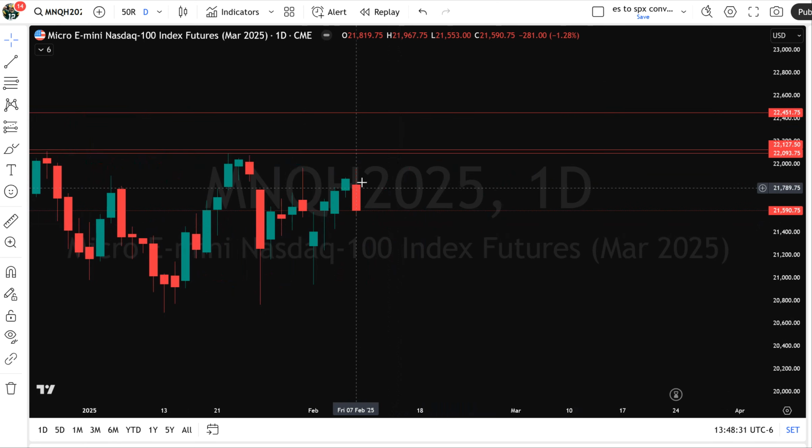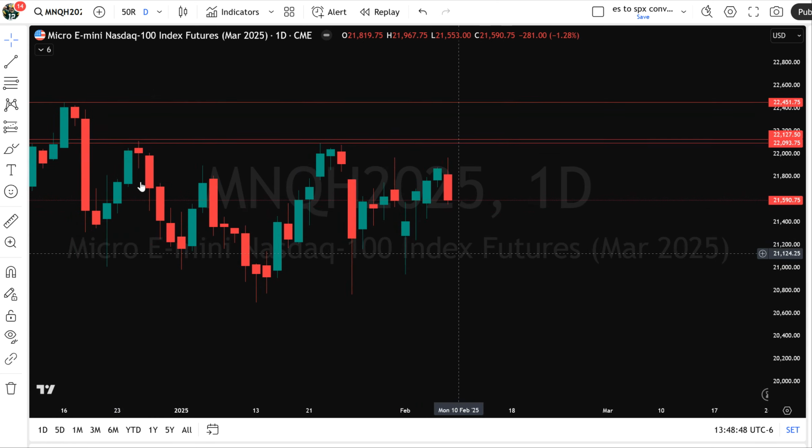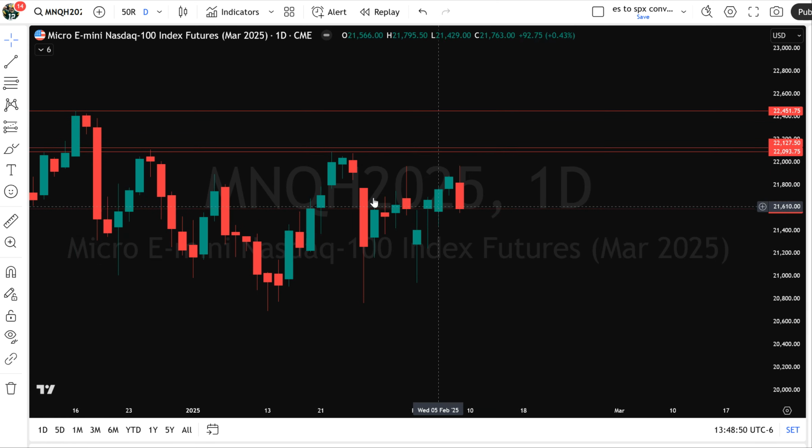As we approach that level, we're going to want to watch to see what price is going to do. Is it going to retest it again and reject, or is it going to retest it and then finally break through and have this market move higher? We don't know that, but we're definitely going to watch what happens when it gets to that level, which is right around 22,100.